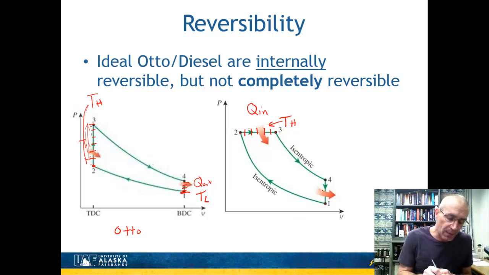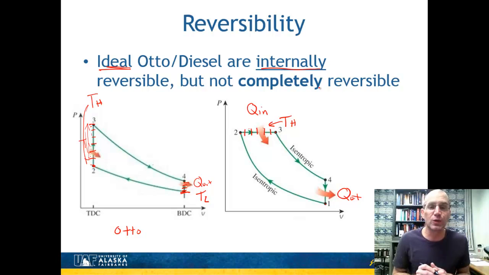The same argument that I made over here for going 4 to 1 for the Otto cycle is true for the diesel cycle. So therefore we say that they're internally reversible. There's no friction. Again, this is the ideal cycle, but they're not completely reversible. So entropy is generated in the universe even with an ideal cycle operating.